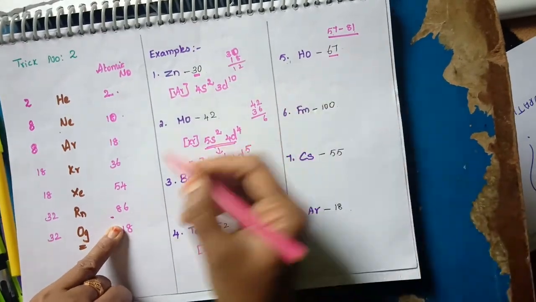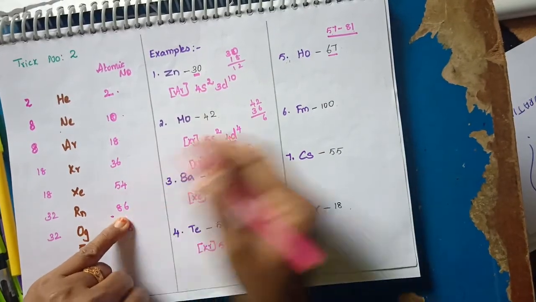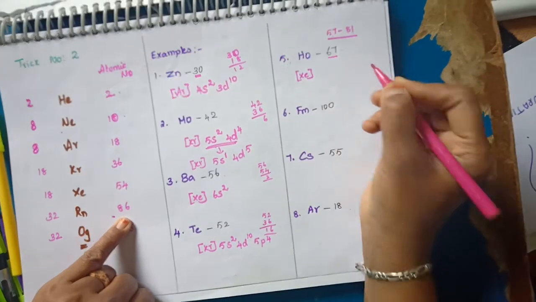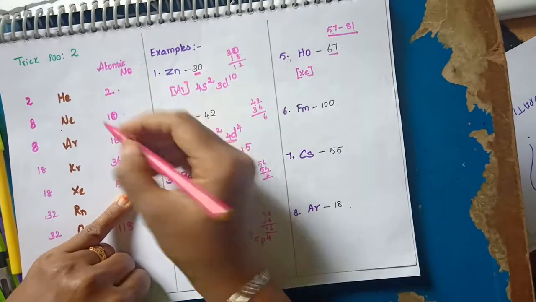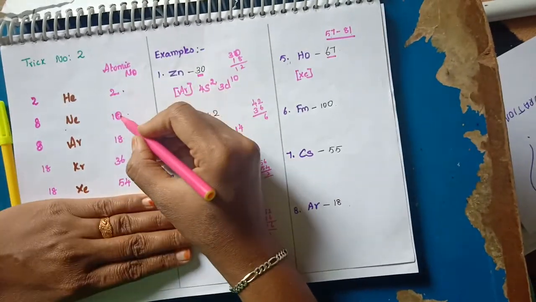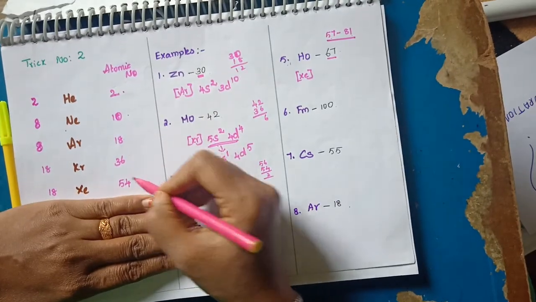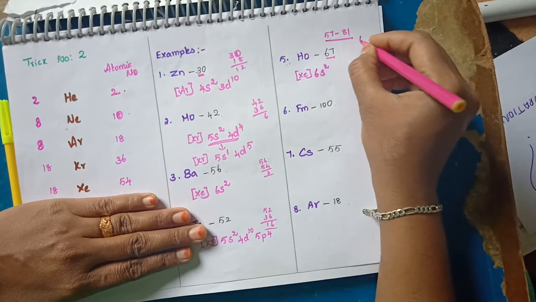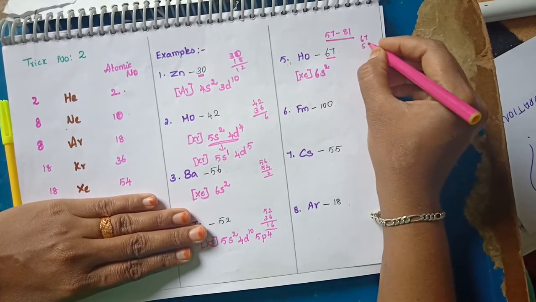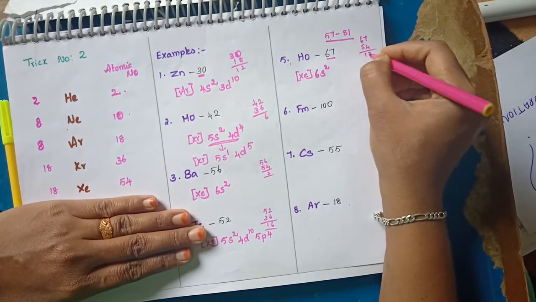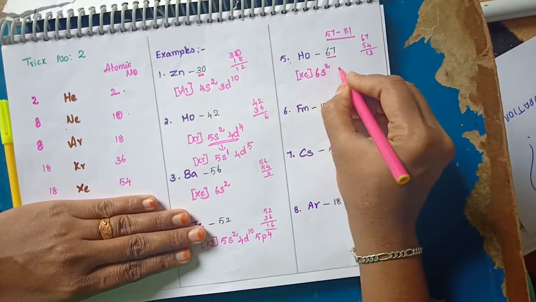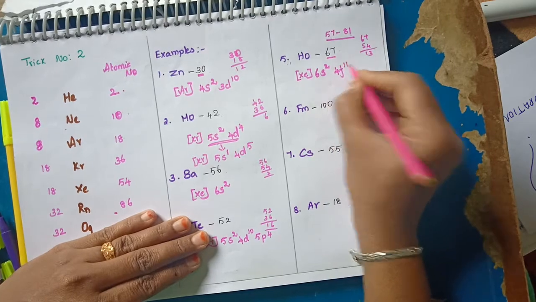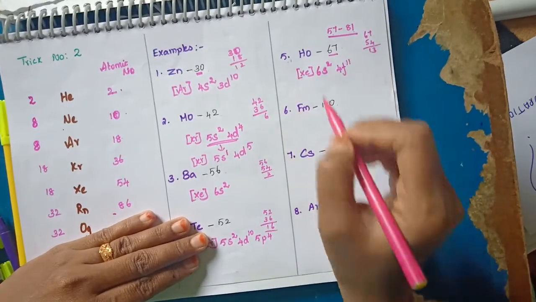The 67 is coming in between xenon and radon. So definitely the xenon has to be in the square bracket. After the xenon, how many principal quantum numbers are over? 1, 2, 3, 4, 5 is over. So next one has to start with 6s2. So 67 minus 54, how much is it? 13. So 6s2, so 2 is over, 11. So 4f11 is the electronic configuration for the holmium.